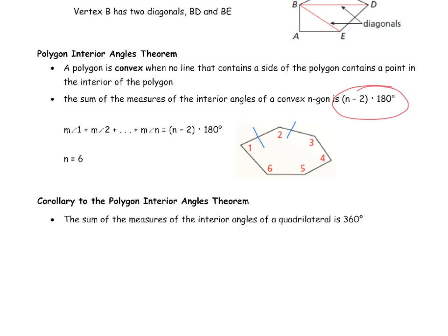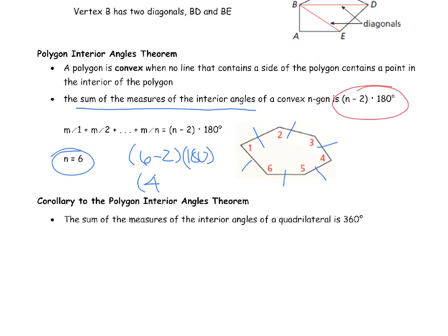So here we can tell that it has 1, 2, 3, 4, 5, 6. So it has 6 sides. To figure out what the sum of the measures of the interior angles would be, you would plug that into 6 minus 2 times 180. 6 minus 2 is 4 times 180, and 4 times 180 is 720 degrees. So the sum of the interior angles would be 720 degrees.